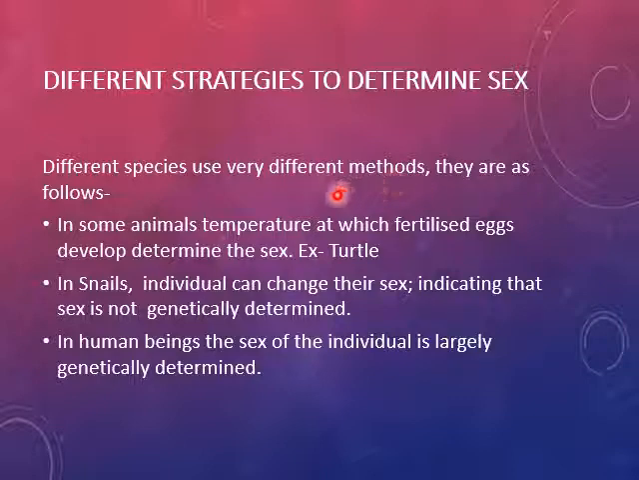They are as follows. In some animals, the temperature at which the fertilized egg develops determines the sex. For example, tortoise, turtle. In snails, individuals can change their sex, indicating that sex is not genetically determined. In human beings, the sex of the individual is largely genetically determined.